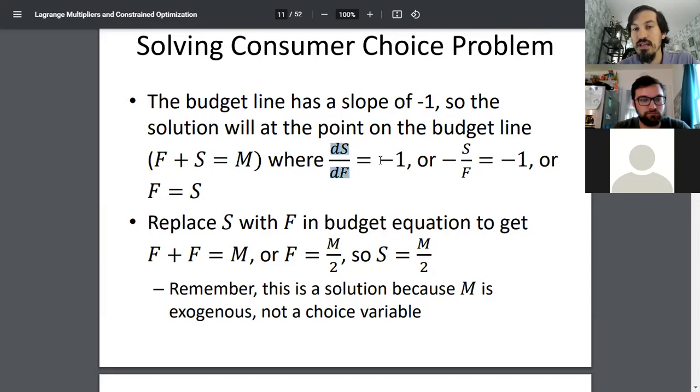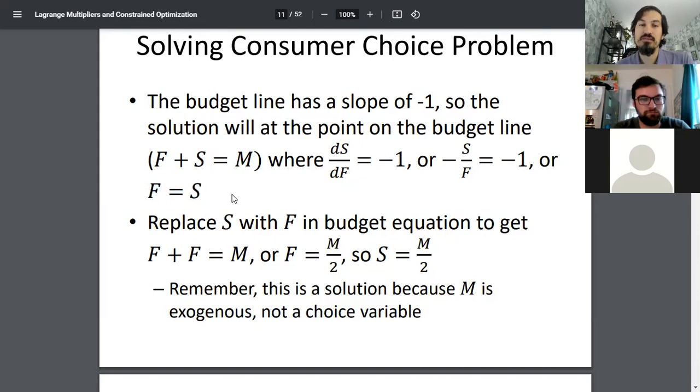This is the slope of the indifference curve, and it should be equal to the slope of the budget line, which is -1. We calculated what ds df was. It was negative s over f. And if I solve this, remove the negative ones, multiply both sides by f, I get f equals s.